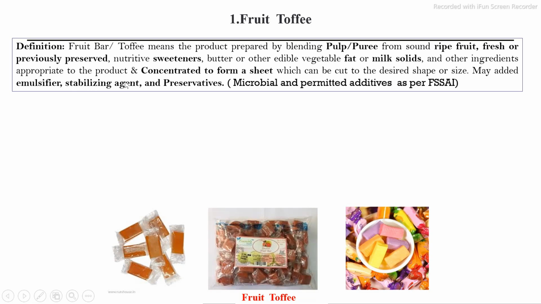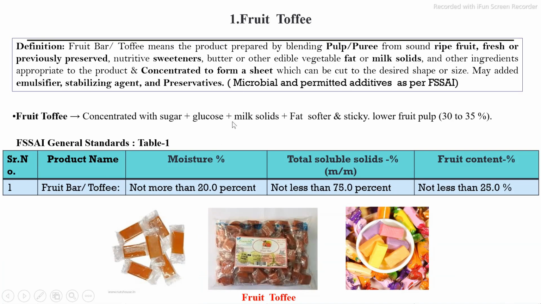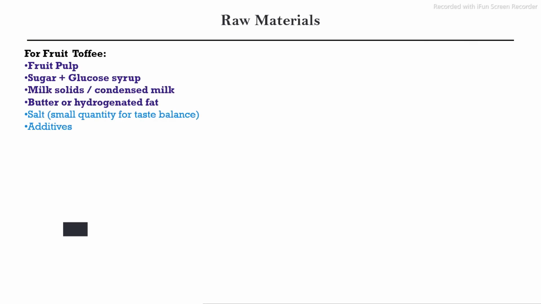Regarding the general standards, additives and microbial standards, as per the Food Safety Standards of India, the fruit toffee product has minimum requirements: the moisture of the final product not more than 20%, the TSS of the final product not less than 75%, and the fruit content not less than 25%. First, raw material standardization is very important. The required quantity of each raw material must be calculated as per our final requirement, so we can prepare it as per the standards.